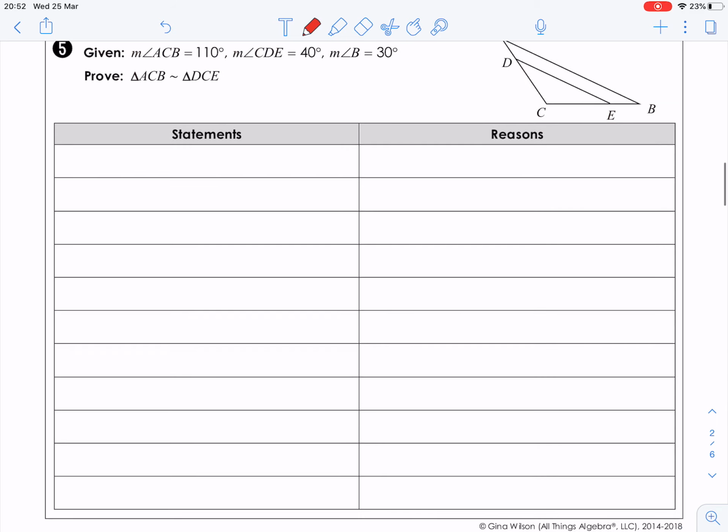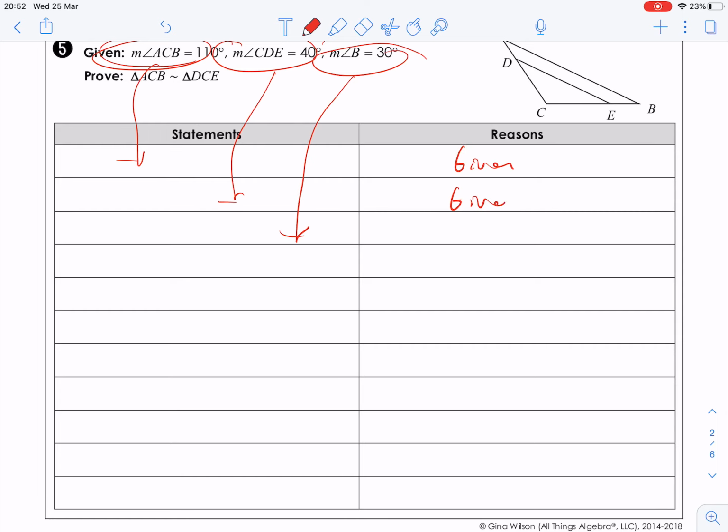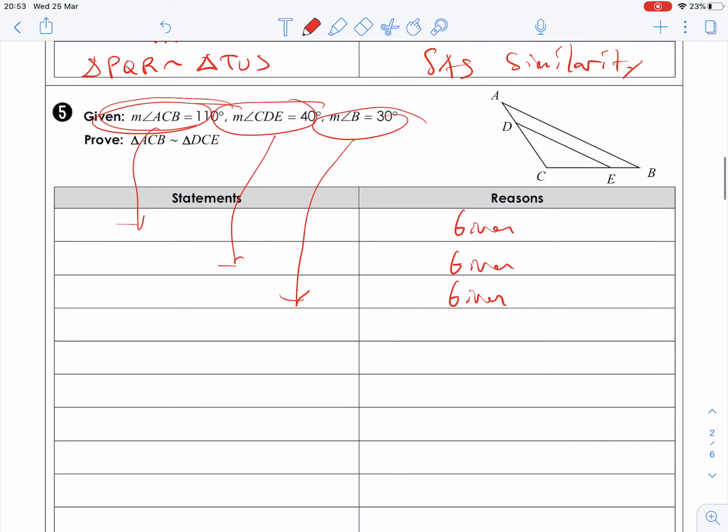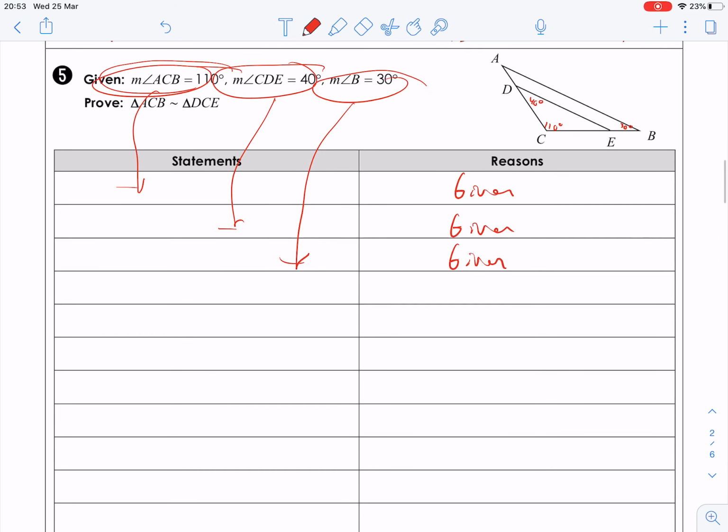Okay. Ooh, this is a long one. I like it. All right, so let's separate these. Let's think what they want. So we have a given. Let's do them all at once. The measure of ACB is 110, CDE is 40, and the measure of B is 30. That's all we know. We're trying to prove they are congruent or similar triangles.